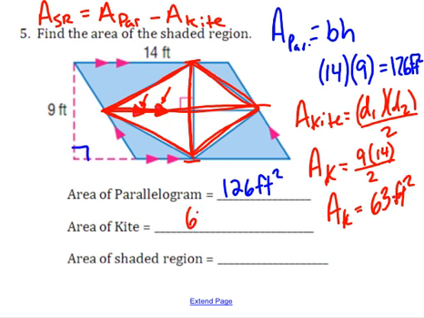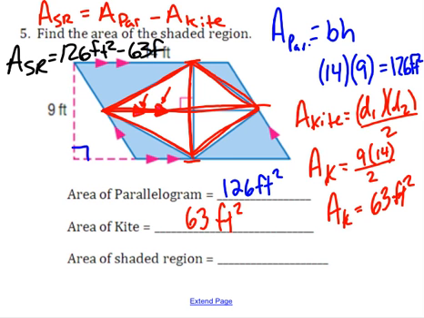So the area of the kite is actually going to be 63 feet squared. So then I go area of the kite, 63 feet squared. So the area of the shaded region if I did this. Area, shaded region, is going to be 126 feet squared minus 63 feet squared. And the area of the shaded region is 63 feet squared.